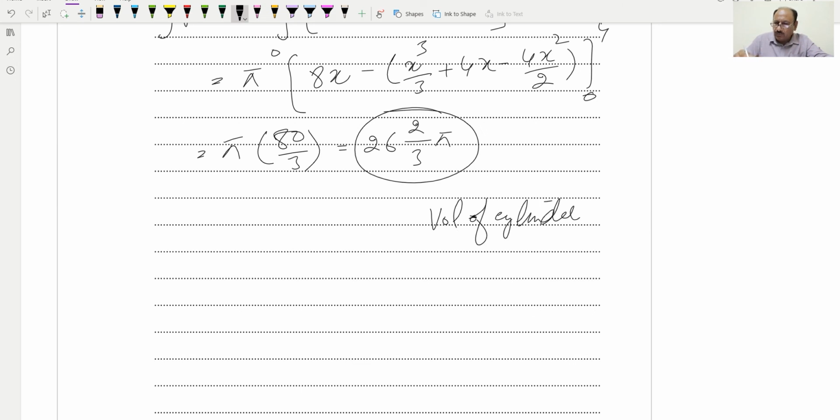we know is equal to pi r squared, and pi r squared will be what? Pi into r, pi r squared into h.